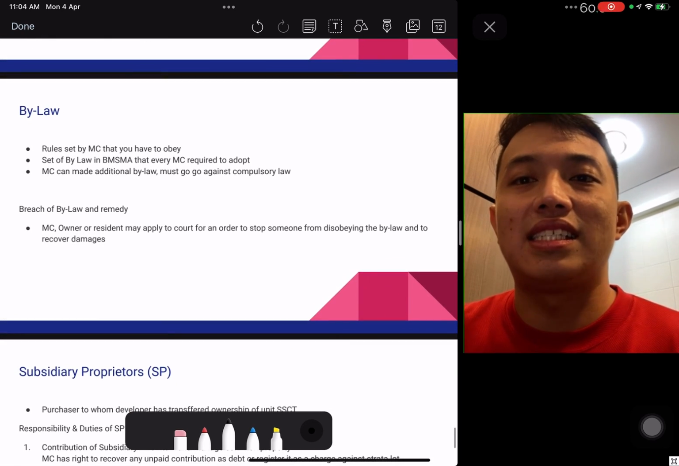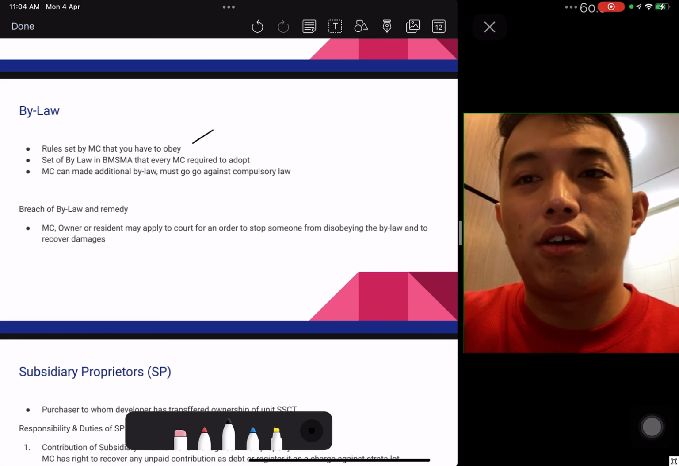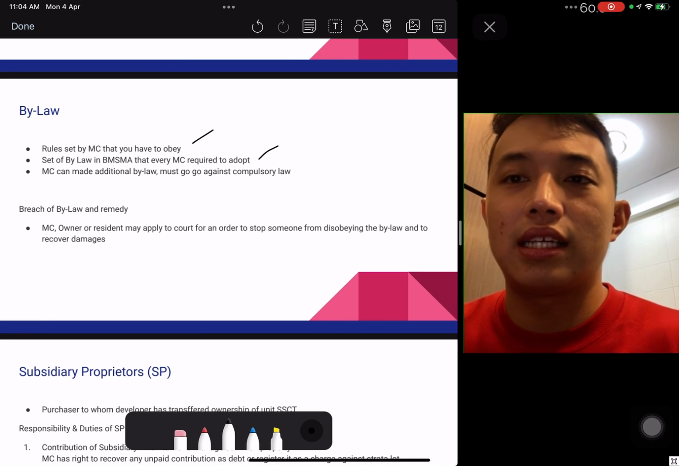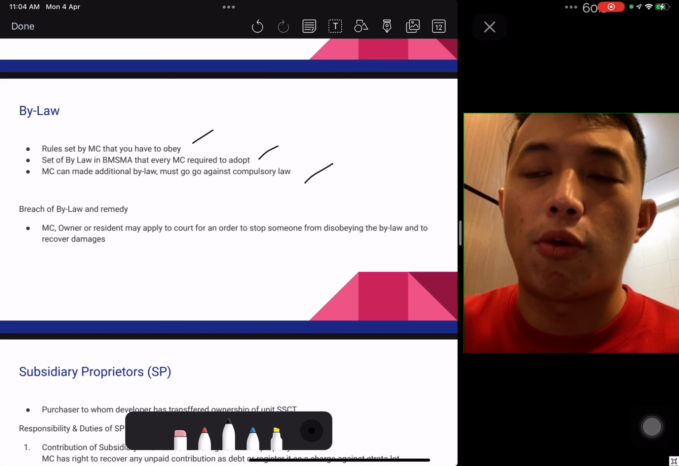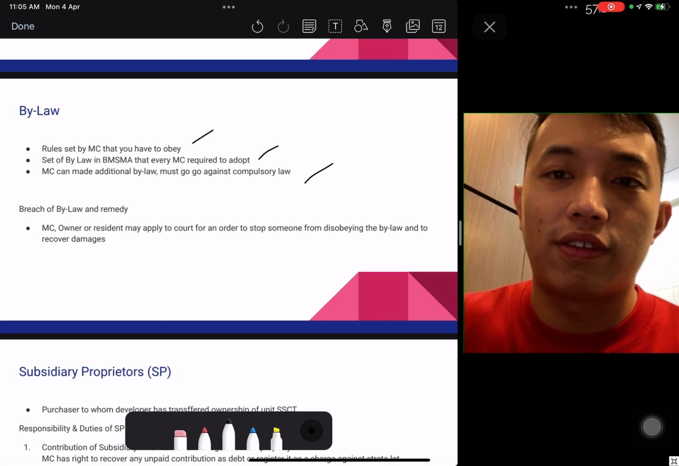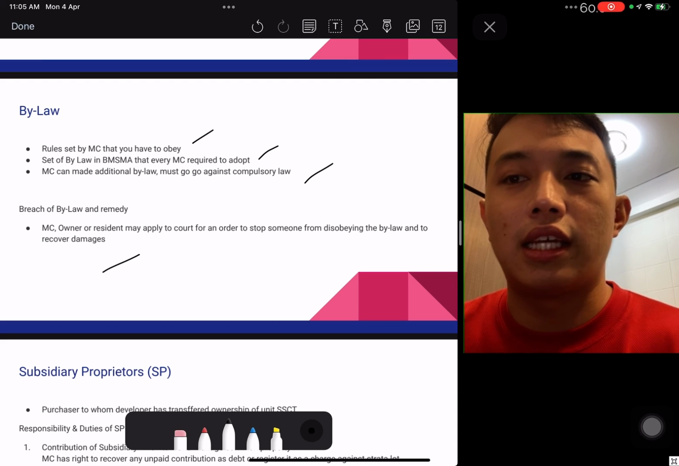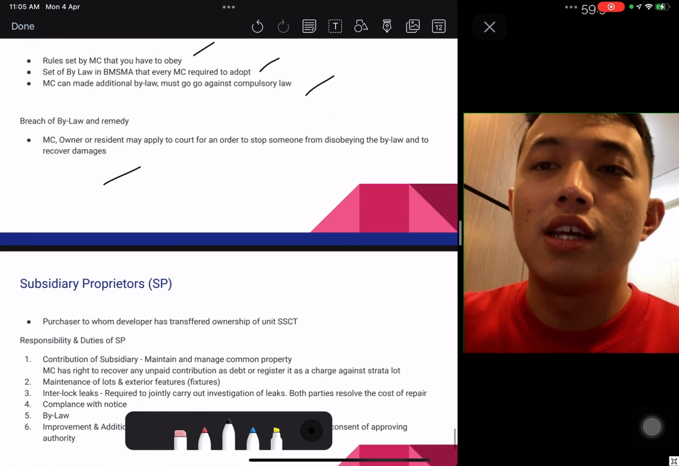Bylaws are made by the management corporation, and everyone has to comply. There are bylaws within the Acts, the BMSMA Act, that all MCs must adopt. Any extra must comply with the law and be agreed to by a majority of the owners. For a breach, the MC can take action against them by charging or recovering the damages, including the management fee.